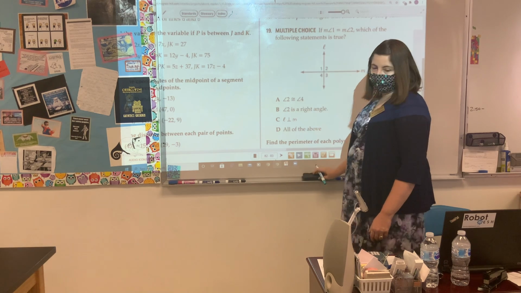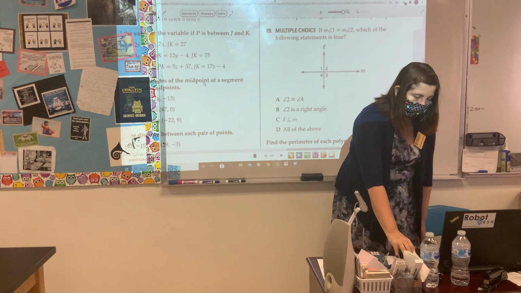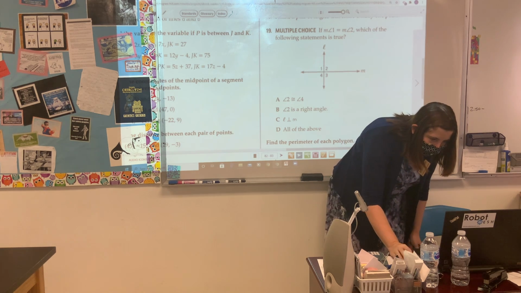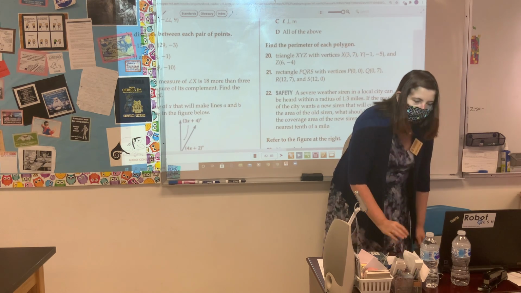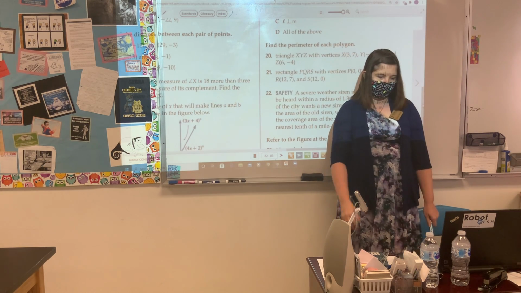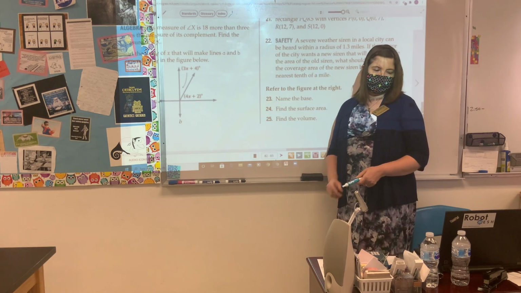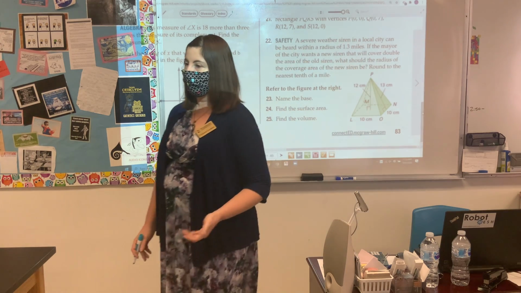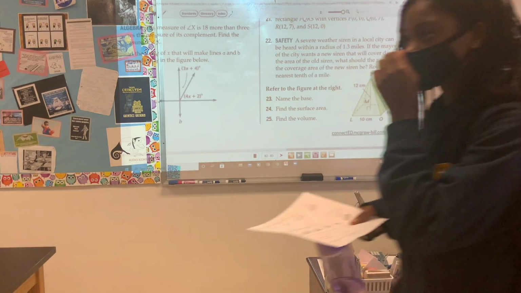Okay? And then all that's left, as far as review goes, is looking at the stuff from our shapes, which is where we are more comfortable. Finding perimeters and finding names of bases, surface area, volume. That I think is part of our comfort zone. Are we going to continue reviewing tomorrow?